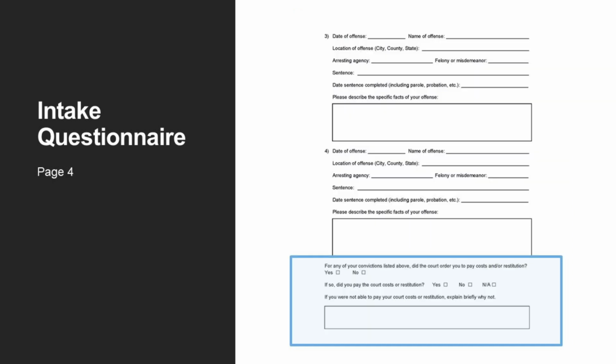Page 4 continues with space to add conviction information. If you need additional space, please use a separate sheet of paper and attach it to the completed application. After listing your convictions, you should indicate whether you were asked to pay costs and/or restitution. If you were, you should note whether or not those costs and/or restitution have been paid.